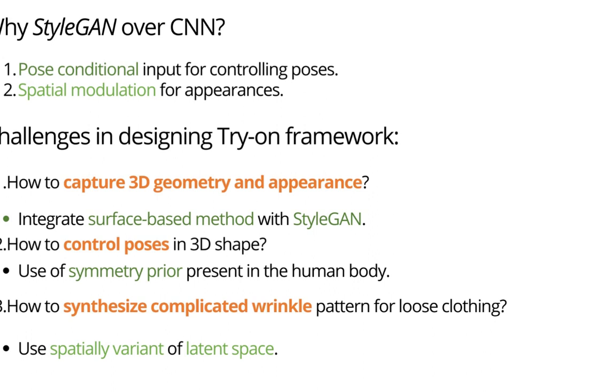Looking at the challenges in designing the TryOn framework. Firstly, it is tedious to effectively capture the 3D geometry and appearance of the person, as virtual TryOn requires trying the clothes with different poses. Therefore, we need to control poses in the 3D shape. Finally, we need to synthesize the complicated wrinkle patterns which are generally present in loose clothing. For the first issue, the authors proposed to integrate a surface-based method with StyleGAN. For the second, they used left-right symmetry, which is a prominent feature of human anatomy. Lastly, they introduced the use of spatial variation in the latent space of the StyleGAN framework used.